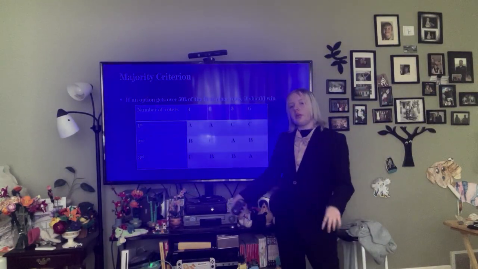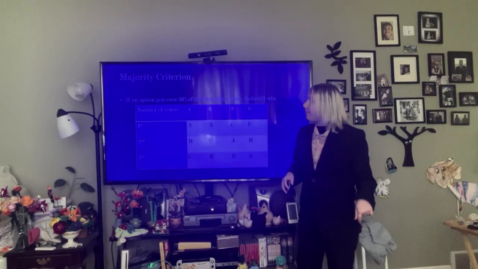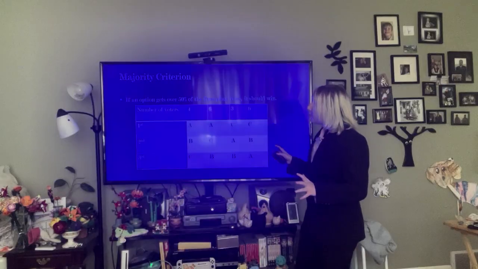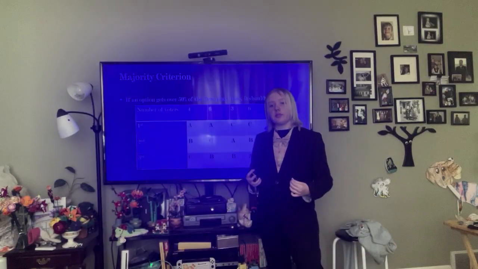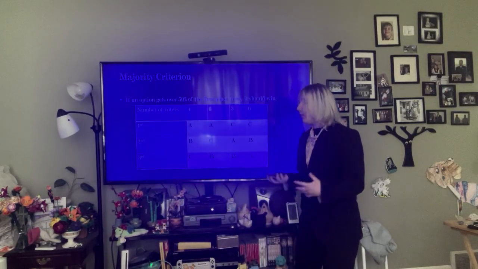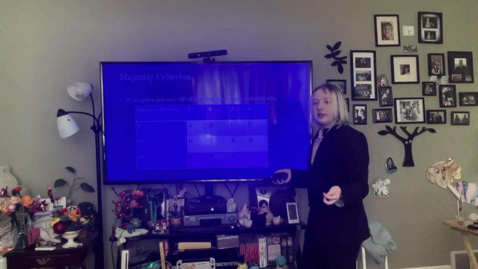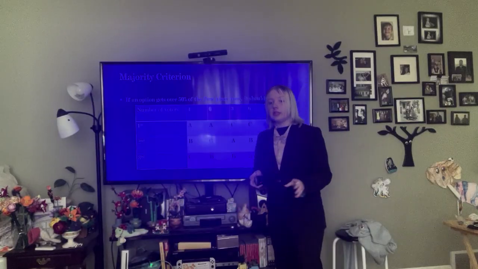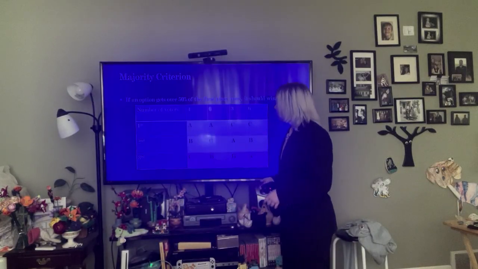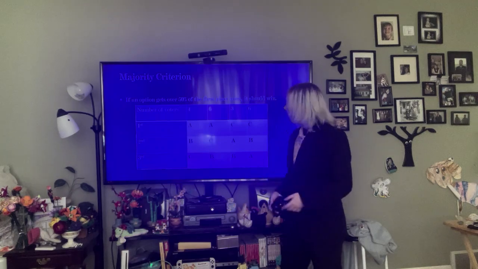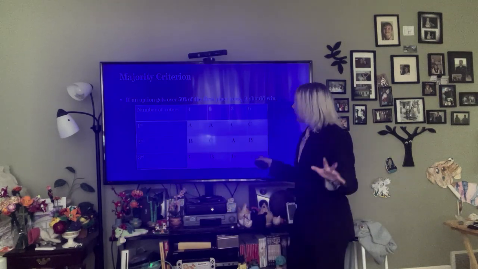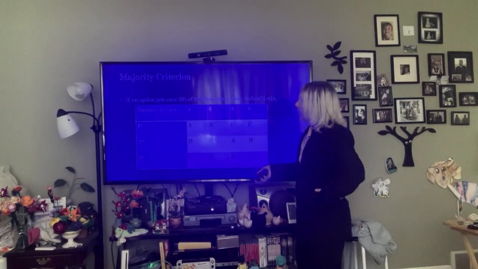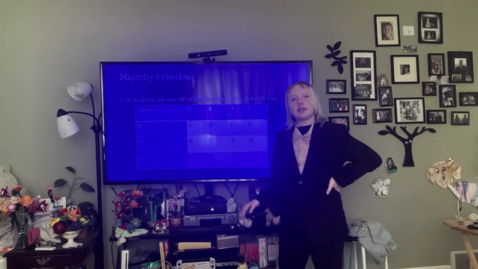So, first off, we're going to go over the majority criterion. The majority criterion is when an option gets over 50% of the first place votes, it should win. Makes sense, right? You'd think so. But using this example, and specifically using the Borda count method, C would win, even though A has over 50% of the first place votes. What's up with that? Because that breaks the majority criterion.